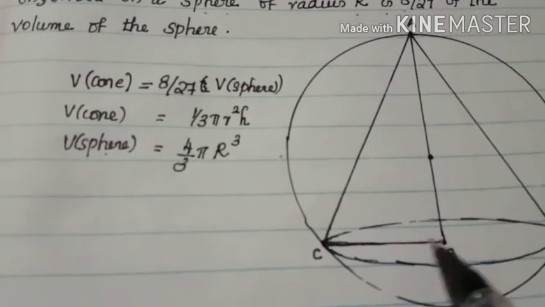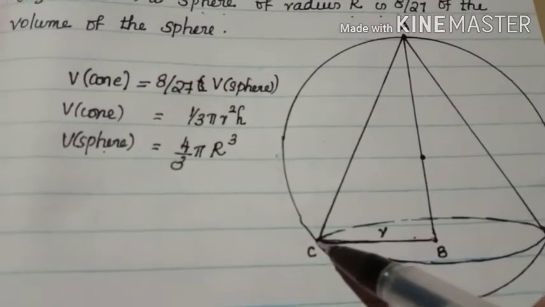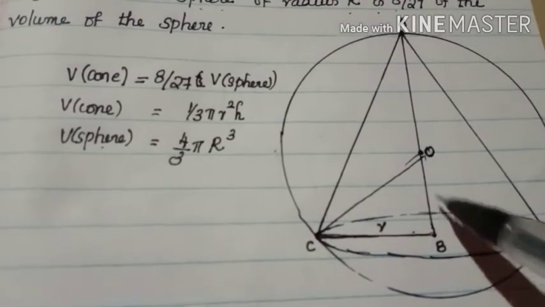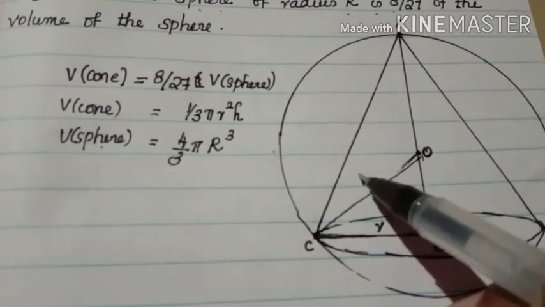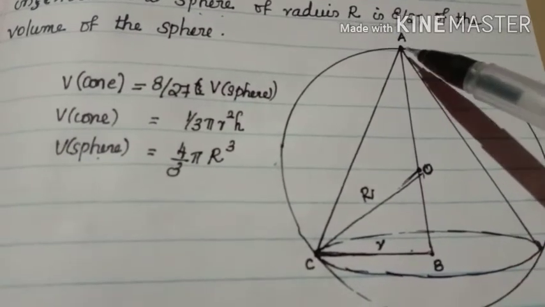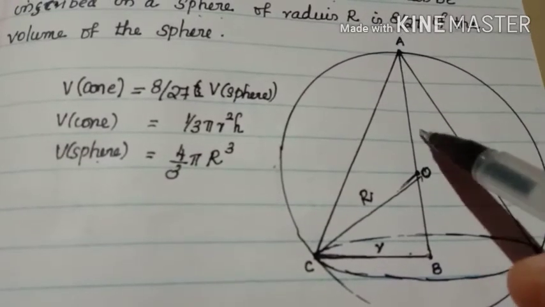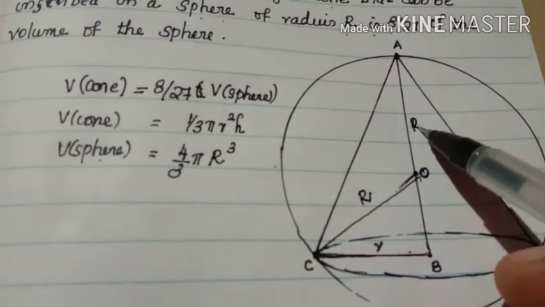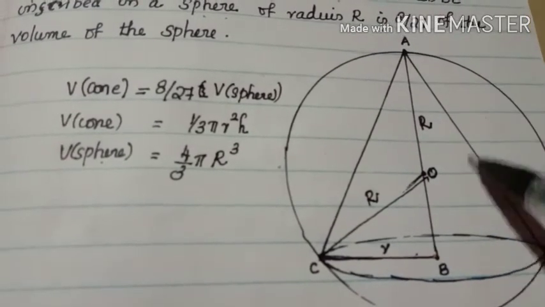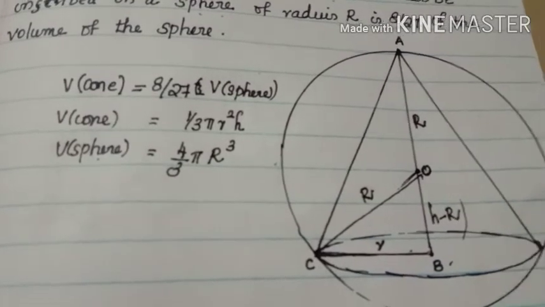What is the radius of the cone? BC length. It is the radius of the cone. At the same time, listen, OC is the radius of the sphere and this is R. And h means the height of the cone, that is AB length. What is OA length? OA means the radius of the sphere. And can you say what is OB? Total length is height. So this becomes h minus R.